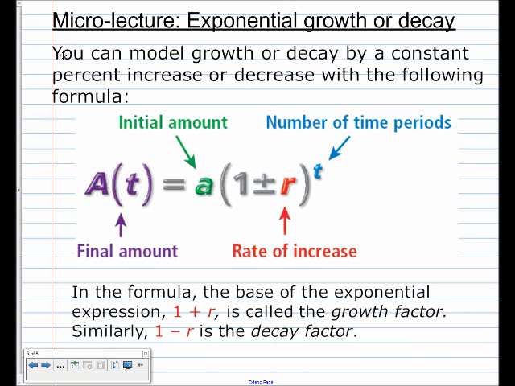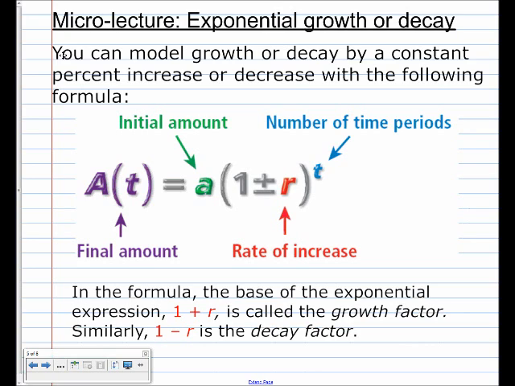So again, I just want to read it for you first so you can see how we're going to use it. It's read as A of t is equal to A times 1 plus or minus r, all raised to a power of t. You can see that all these things represent different information. We have the final amount at the very beginning, that's the A of t, so the amount at time t. The lowercase a is the initial amount, so what we're starting with.